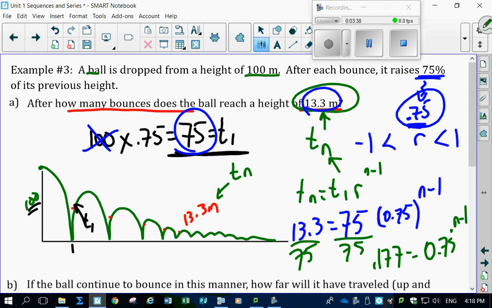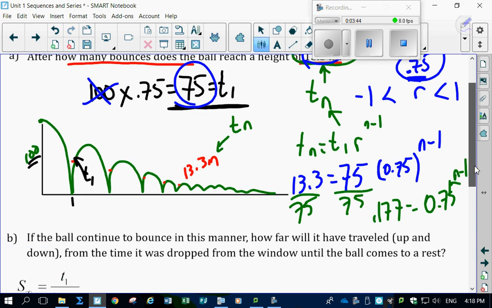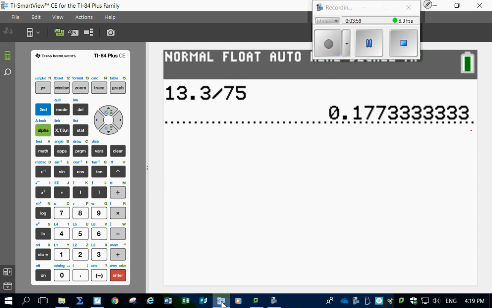Now, do you remember how to do this? Well, let me refresh your memory. It's actually pretty easy to do. Let this be y1, let this be y2. The intersect is going to give you the exact value of n. Oh my goodness, that sounds like way too much fun. Okay, so let's bring up our calculator, put this 0.177333 repeater in for y1.